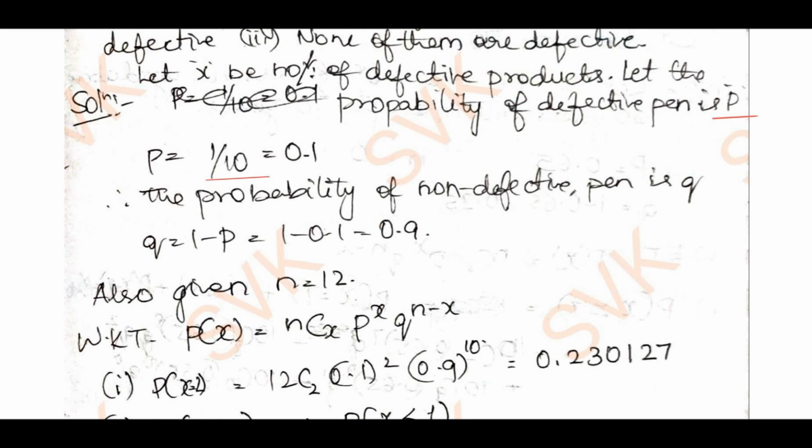Therefore the probability of a non-defective pen is q, that is 1 minus p. It is a standard formula: q is always equal to 1 minus p. So we are going to get the q value as 0.9.